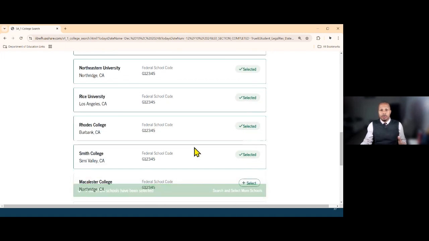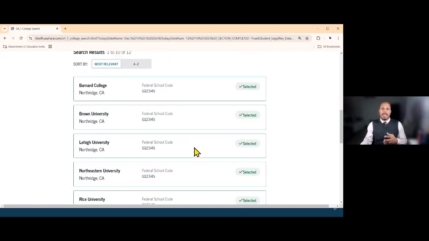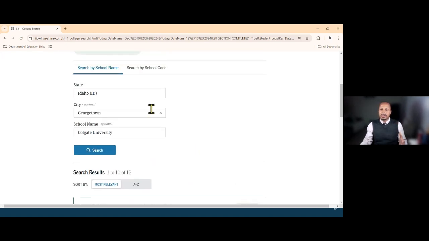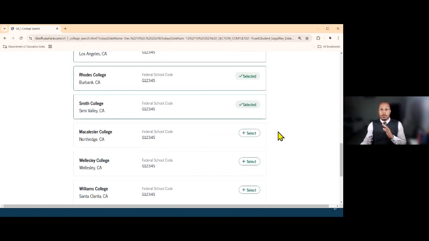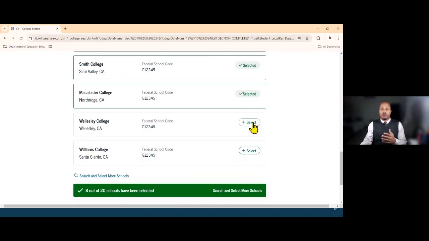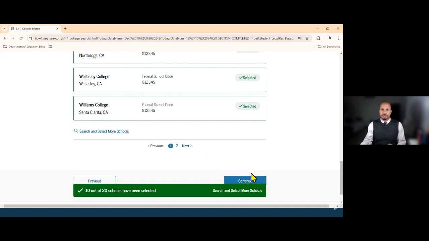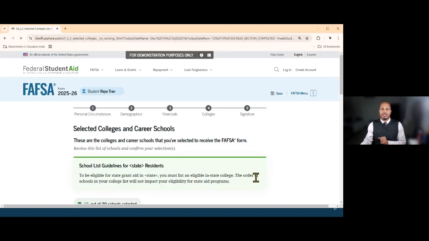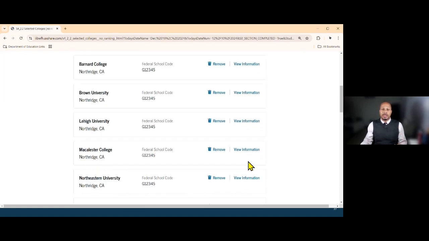Now, when you're going through the actual FAFSA form and you're selecting the state and the city, you're going to have actual values of the colleges, universities, and/or career schools that are located in that city and in that state. But for the purpose of this webinar, we're just putting in fictitious areas, and we're going to go ahead and hit continue.